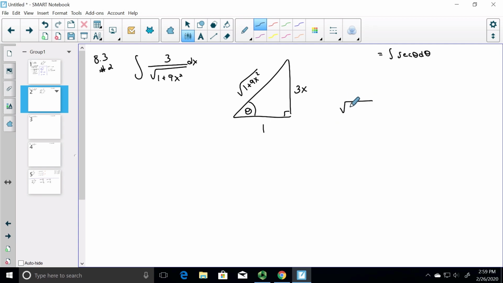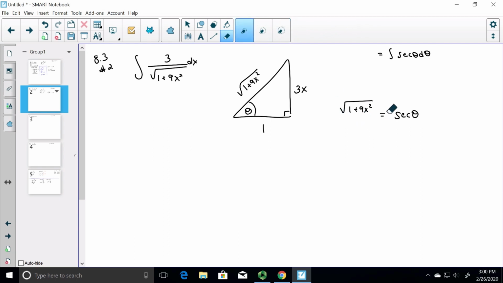So for the square root piece, pair it with the constant and make sure the variable's on top, and then ask yourself what you have. So I have hypotenuse over adjacent. So hypotenuse over adjacent is secant. And then again, because that's over a 1, I can keep getting rid of the 1s.